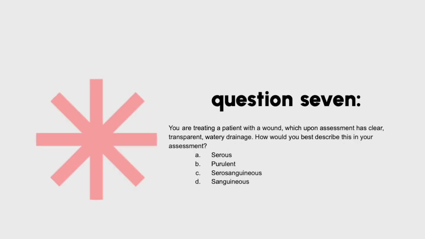Question 7, correct answer is A, serous drainage or exudate. A purulent exudate would be a thick milky fluid that often leads to infection. Serosanguinous is a pink color. It's a combination of that clear with a little bit of blood in it. And sanguinous is going to be a bloody exudate.